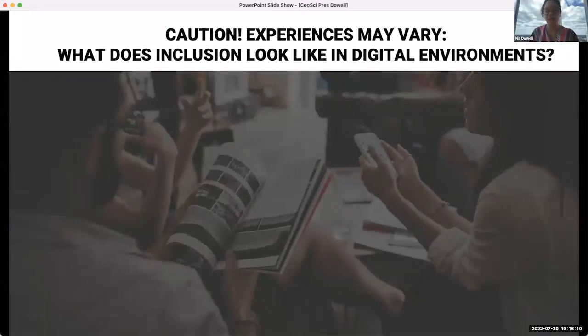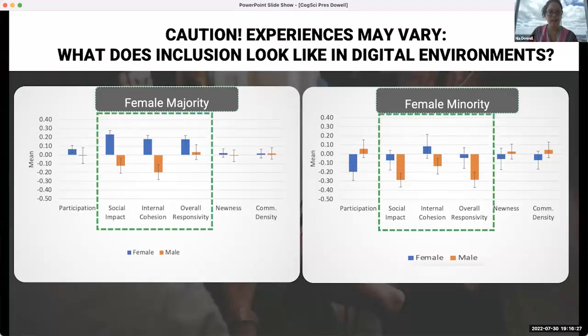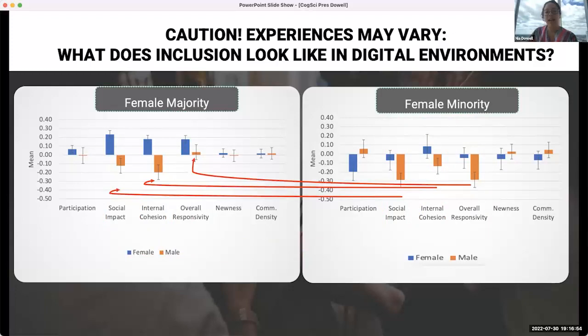So today I'm not getting into the pre and post test information. I'm really interested in those 4 different gender group compositions. So we have a female majority grouping here and a female minority grouping over here. And so the first thing to take away from this is that the main difference resides in these deeper level socio-cognitive processes where we see differences across the social impact, internal cohesion, and overall responsivity. And that female students outperform male students in terms of those measures when they are both in the minority and the majority.